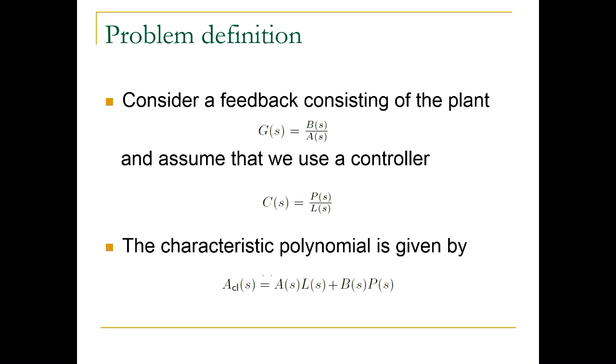Now, I will assume that I know this. I know A and B because my plant is known, and I want to design L and P polynomials in S so that this equation holds. So this is known, and that basically captures my specifications, what I want to achieve through the design. A and B come from the plant model, and L and P completely define the controller. So the design consists of finding P and L so that this equation holds.